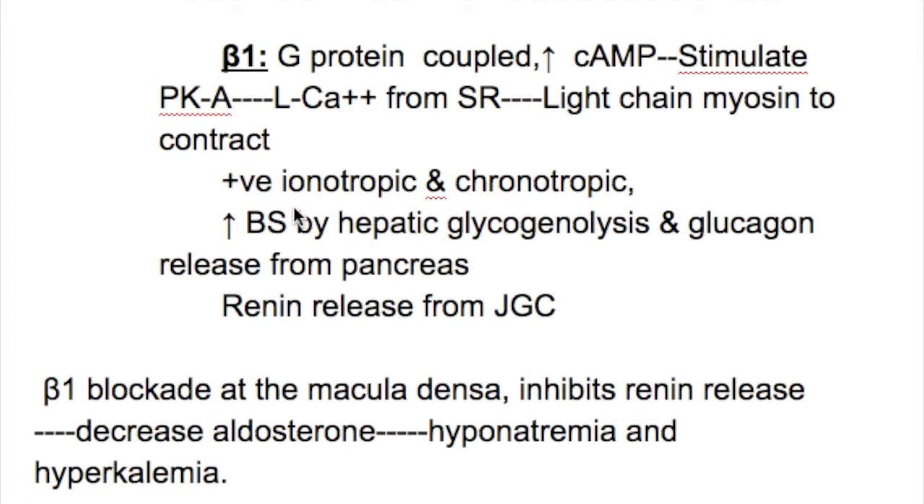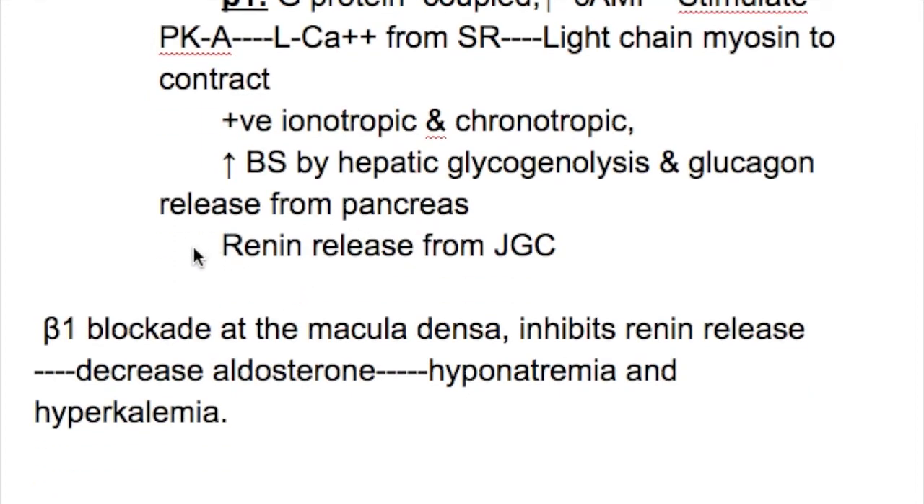How do they increase the blood sugar? The beta 1 receptor stimulation causes glycogenolysis in the liver, and it also causes glucagon release from the pancreas, which is hyperglycemic. The next effect of beta 1 is the renin release from JG cells.